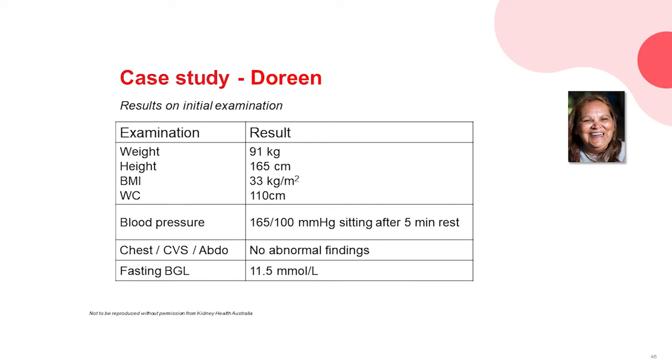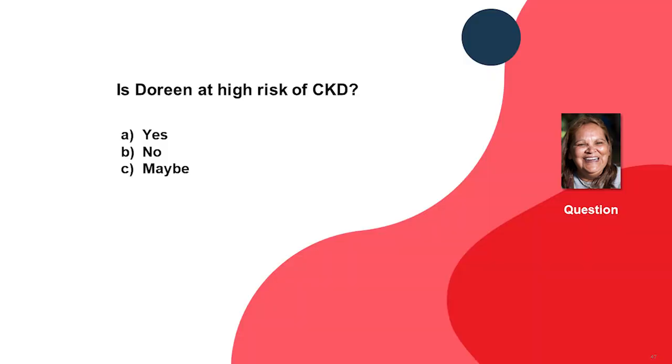Can I just ask, in general practice, how commonly are the BMI and the waist circumference done in routine practice? Okay, because with some of the people that we see in hospitals, for some reason, the blood pressure also is not measured routinely. So I find it a bit perplexing that the blood pressure is not measured for a routine visit. So is Doreen at high risk of CKD?